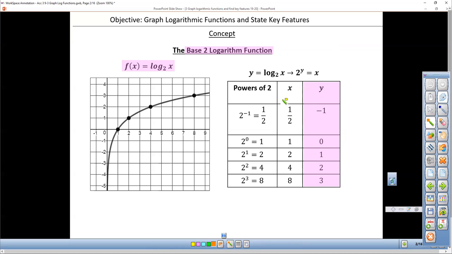So 2 to the -1st is 1/2. 2 to the 0 power is 1. 2 to the 1st power is 2. 2 squared is 4. And 2 to that exponent of 3 gives us 8. So they flip-flop because of the inverse relationship.